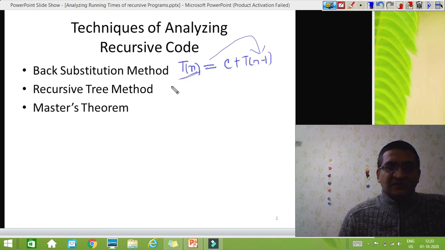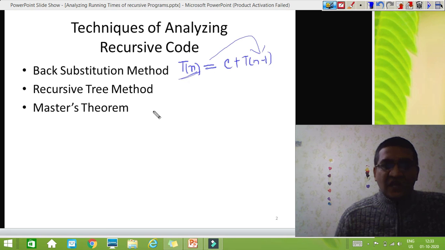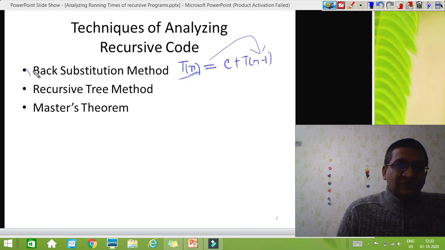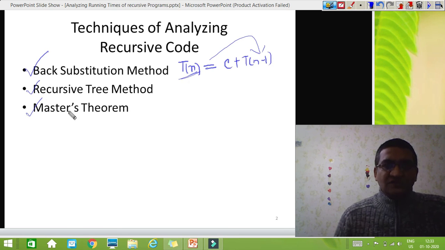Then we have Master's theorem. In the Master's theorem, we have some standard results that we use directly to find the running time of our algorithm. So let's see one by one. In this video, basically we are talking about the back substitution method. In the next video, we will talk about the recursive tree method, and then next we will talk about Master's theorem. We'll take some examples to understand it better.